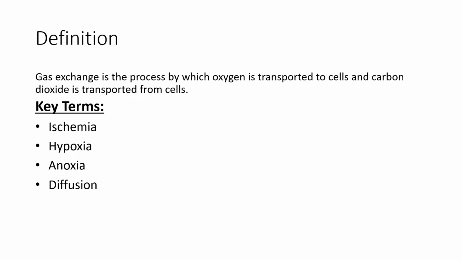The first one being ischemia. Ischemia is an inadequate blood supply to an organ or part of the body. Most commonly when we think about ischemia, we think about myocardial infarction. That's when blood flow does not get to the heart and the heart muscle is damaged.